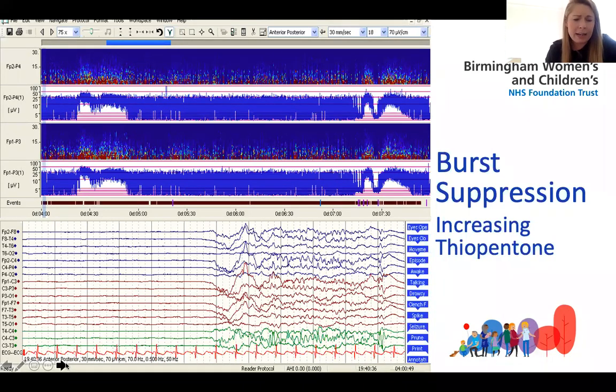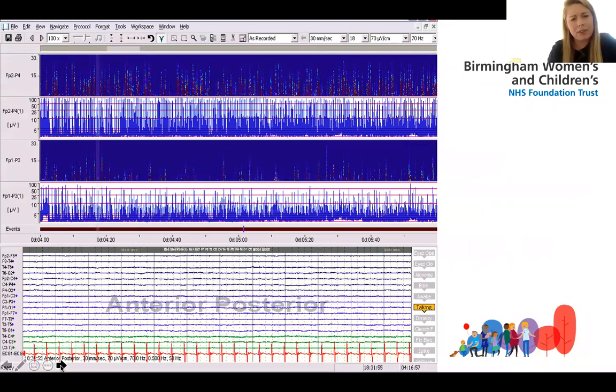Now, again, we've attached the guidelines, but we have some very clear flowcharts and guidelines that tell us how to increment up and down our thiopentone, depending on what you're seeing on your CFAM. So this child did have their thiopentone increased, and as you can see, the overall degree of suppression has significantly gone up.